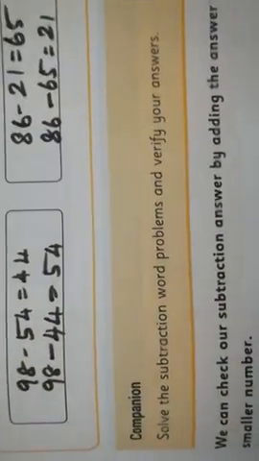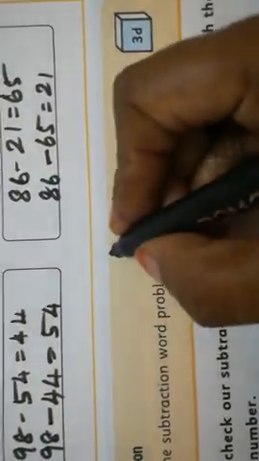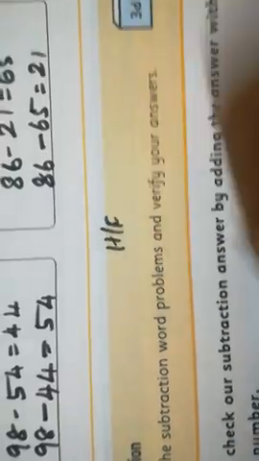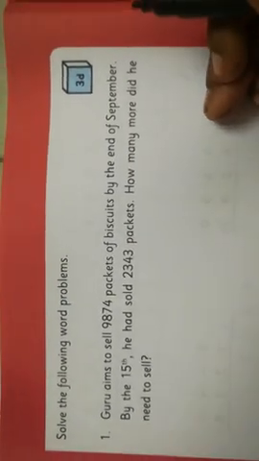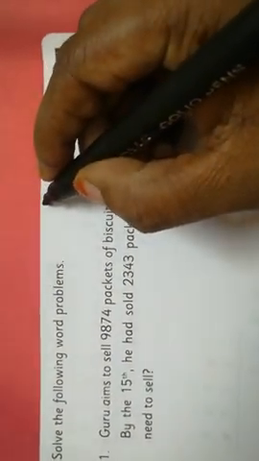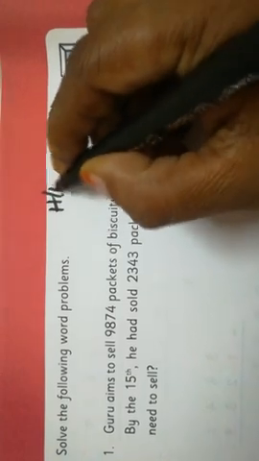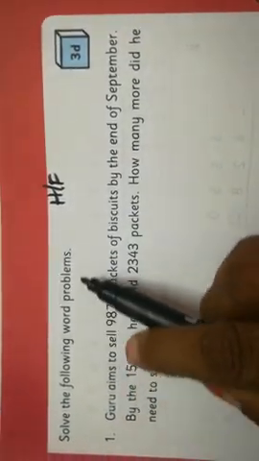Next, companion activity 3D. This is your home fun activity, children. This is your companion book, children. Activity number 3D in companion, page number 36. This is your home fun activity. Solve the following word problems.